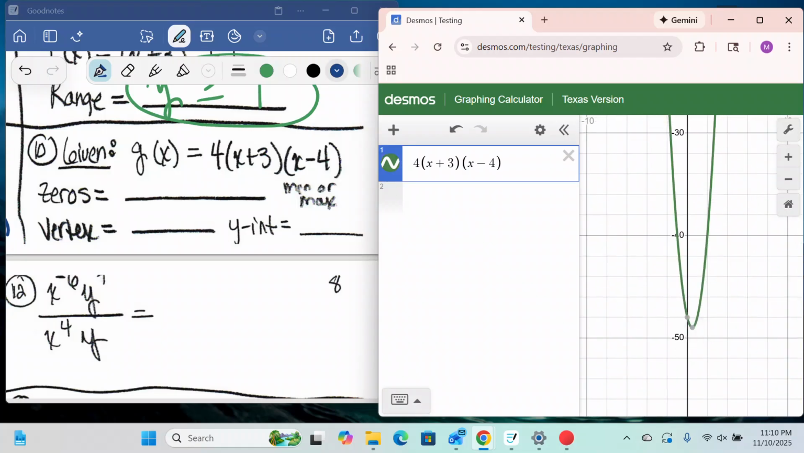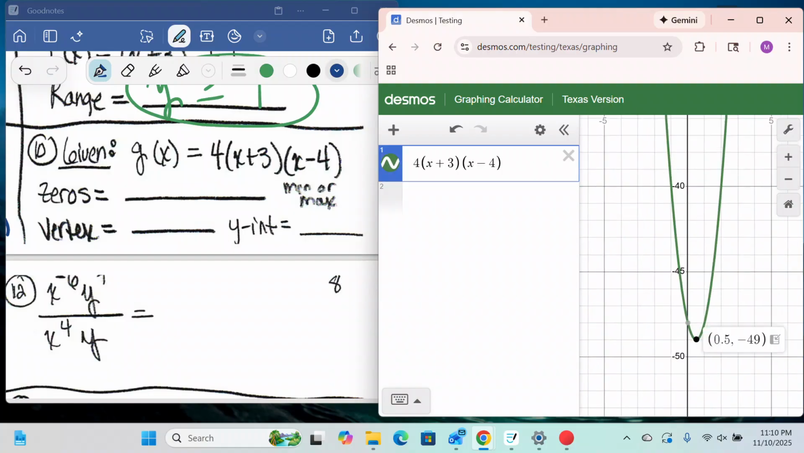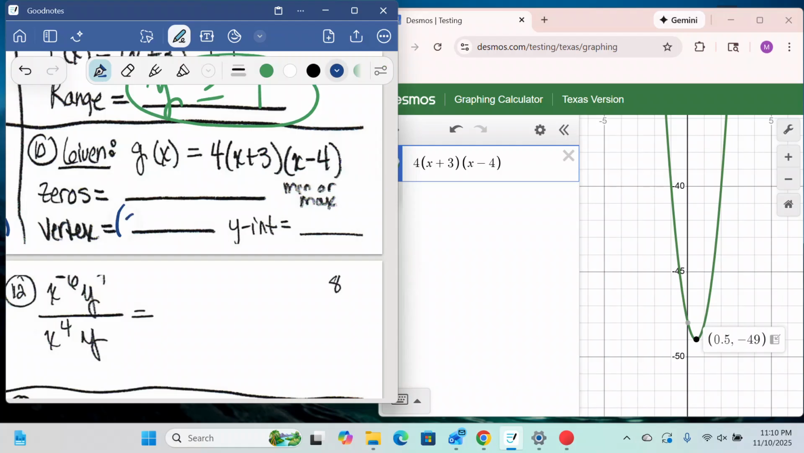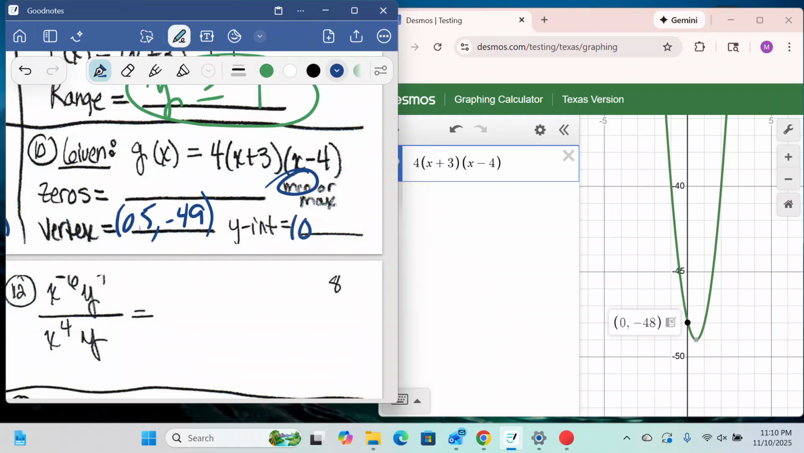I can automatically look at my vertex. And sometimes they're very close, so sometimes I just need to expand it. My vertex is right there, 0.5, comma, negative 49. If I want to know my axis of symmetry, all I have to do is put x equals the x value of the vertex, which is 0.5. Now that is an axis of symmetry. Now that is a minimum. Now I can find my y-intercept by clicking on this, and my y-intercept is 0, comma, negative 48.